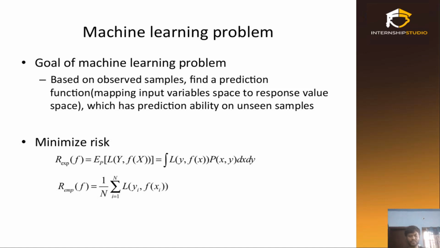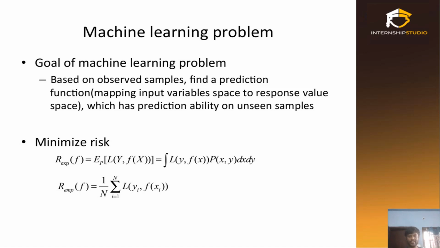So coming to the goal of a machine learning problem, what exactly are we trying to do in machine learning? We have some set of observed samples, and we are going to create a parametric function, a prediction function, which maps your input sample to the output. So whatever the x is there, you are mapping this xi to your yi, and you are using a parametric function, which is your f of xi. That is our model that we are constructing.